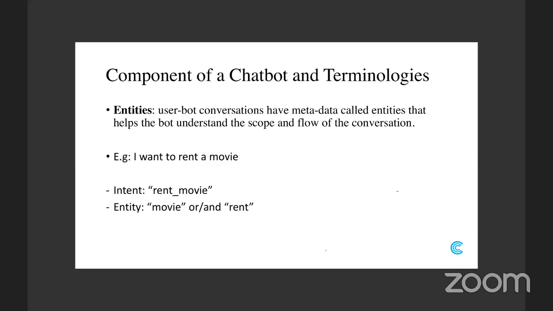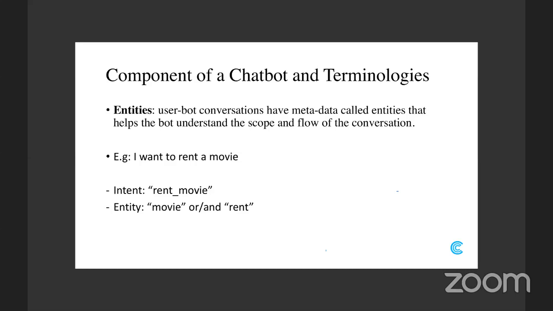All right. Now, user bot conversations have metadata called entities that help the bot understand the scope and flow of conversation. And this is very, very important, right? Now, intent is about what we want to do, what we want to say. Like, I want to eat, right? I mean, what I'm trying to say is that I'm hungry, I want to eat. That makes sense. But for the bot, how does the bot understand it?